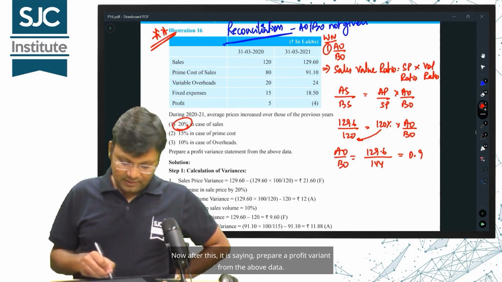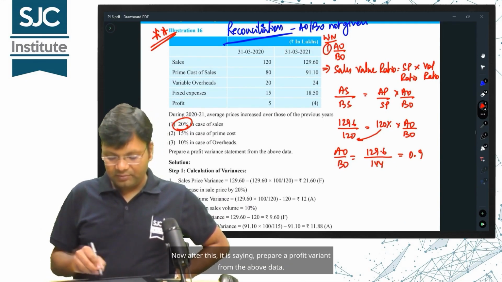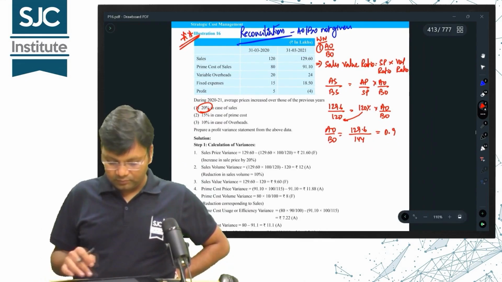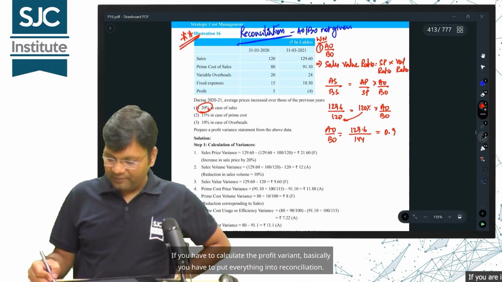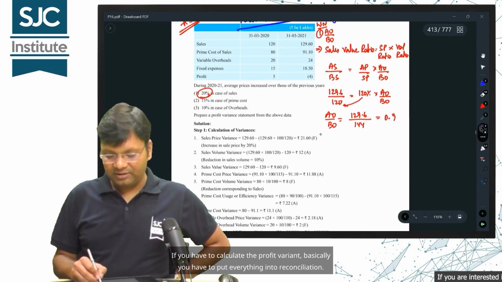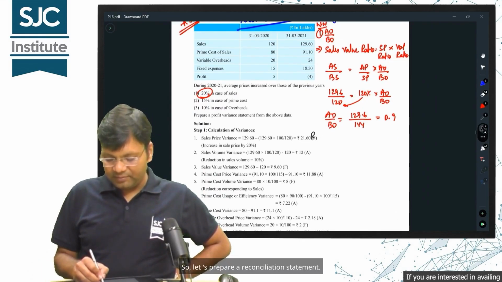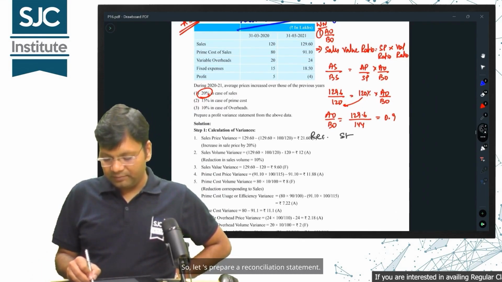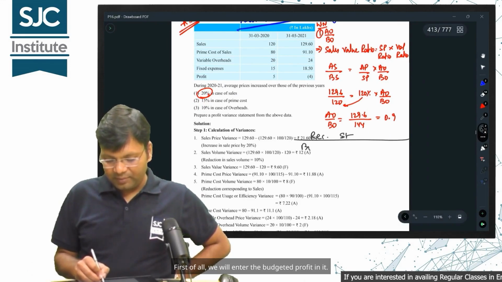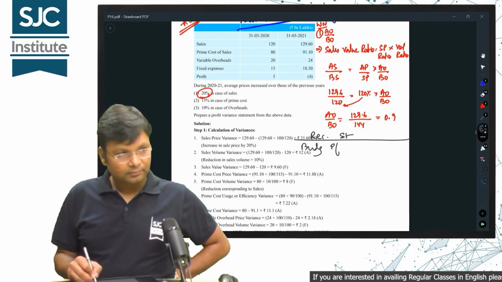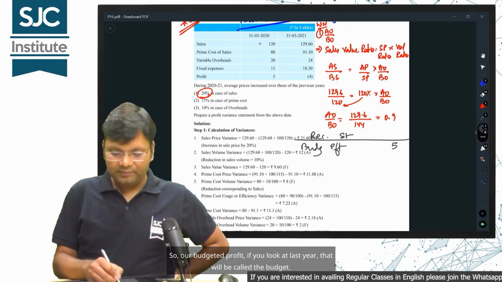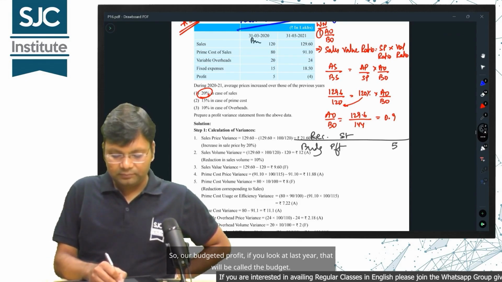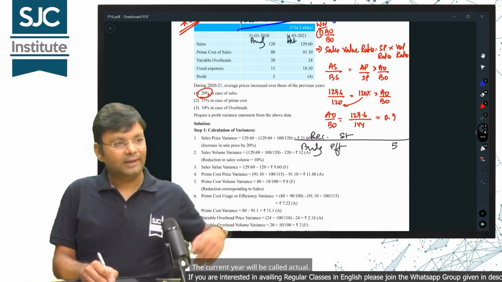Now after this, it is saying, prepare a profit variance from the above data. If you have to calculate the profit variance, basically you have to put everything into reconciliation. So, let's prepare a reconciliation statement. First of all, we will enter the budgeted profit in it. So, our budgeted profit, if you look at last year, that will be called the budget. The current year will be called actual.